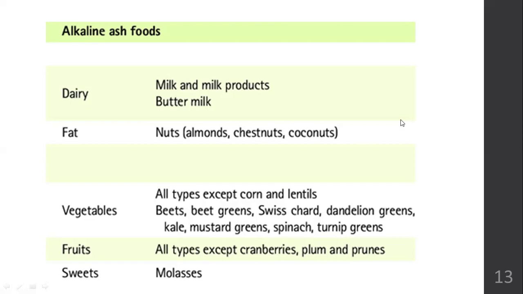Beetroot, all greens, Swiss chard, dandelion greens, mustard greens, spinach, turnips. Fruits, all types of fruits except for berries, cranberries, plum, prunes should not be given. In sweets, molasses can be used, syrups can be used. But not desserts, cookies that are made out of maida. That should not be used. Bakery items should not be used here.